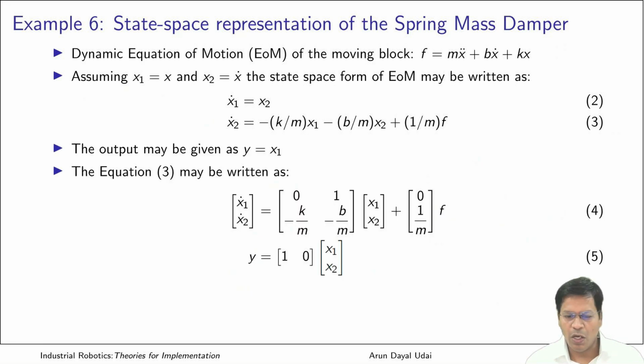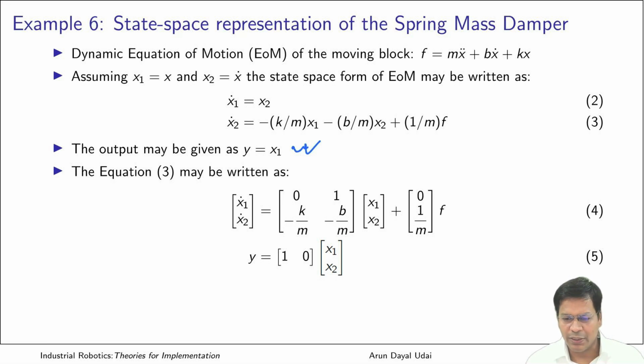Now the output part. So y is equal to x1. That is very trivial. So there is nothing called d over here. That turns out to be 0 in this case. So that was your output equation.